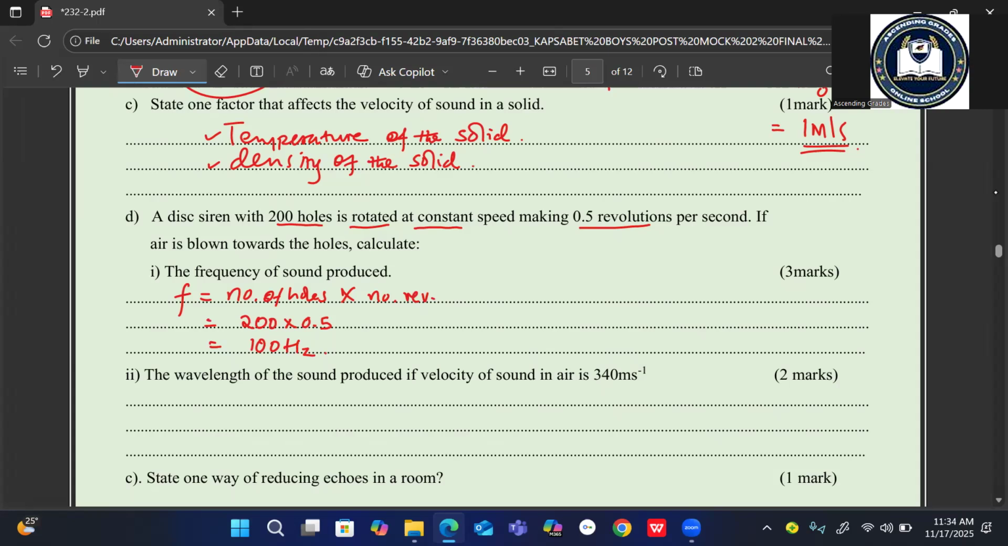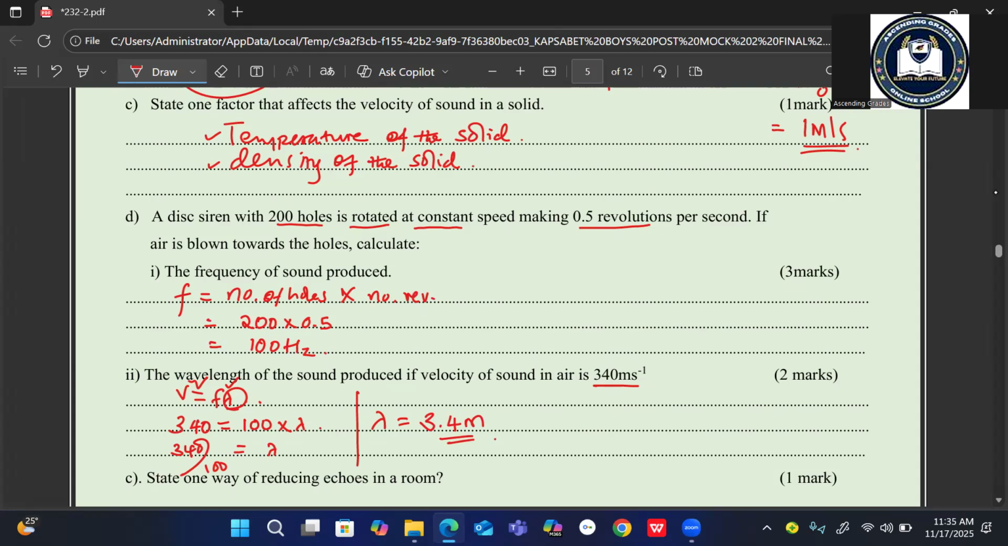The wavelength of the sound produced if the velocity is 340 meters per second. Velocity is given by f lambda. So we have the V, we have the f. What is missing is the lambda. Therefore, we can say that our 340 will be given by a frequency of 100 times lambda. So making lambda the subject of the formula, it becomes 340 divided by 100, and you get lambda as 3.4 meters.